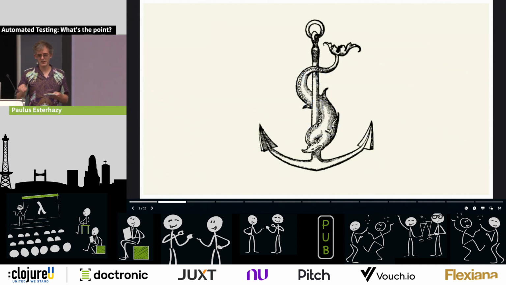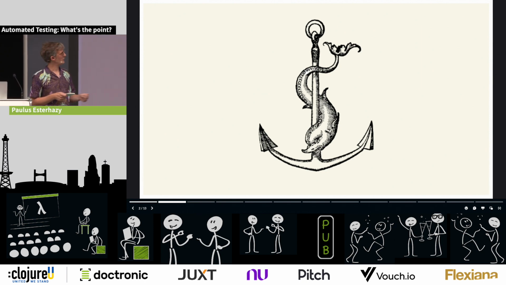But before we get into that, I want to ask you a question. Does anyone know what this symbol means? So it's a dolphin that's wrapped around an anchor. And this is actually an ancient symbol, that's been in use for 2,000 years.